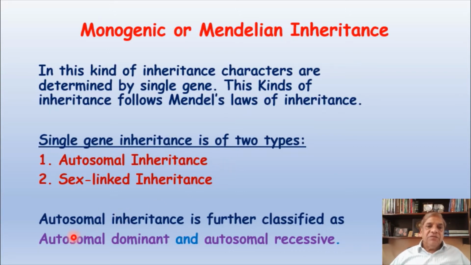Now the autosomal inheritance is further classified as autosomal dominant and autosomal recessive. That means genes which are present on autosomes, those 22 pairs, may express either in a single dose, then it is called autosomal dominant, or in a double dose, that means both the genes are necessary to express, hence it is called autosomal recessive.